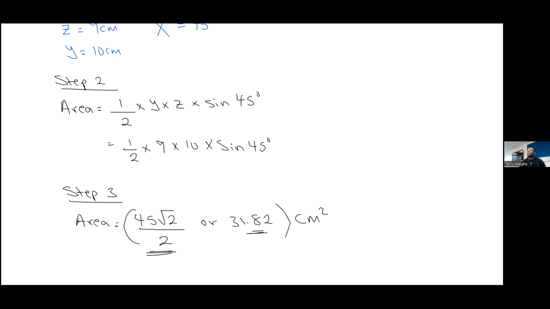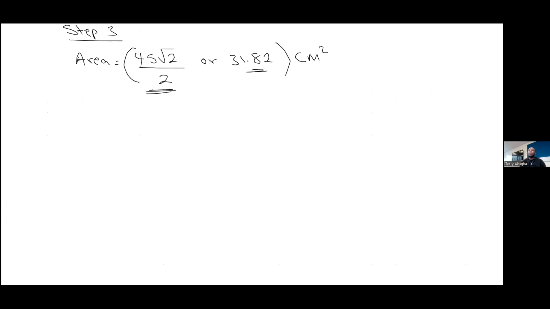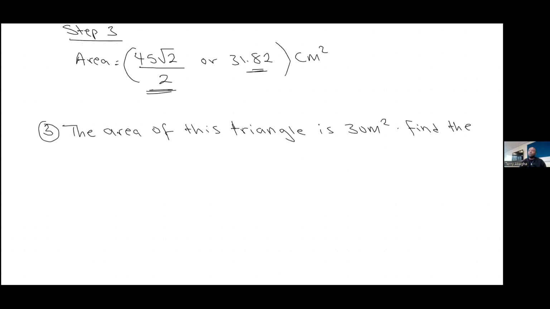All right, let's pick one more example before we go to the next topic. I was told the area of this triangle is 30 meters squared. We're now told to find the length labeled X.